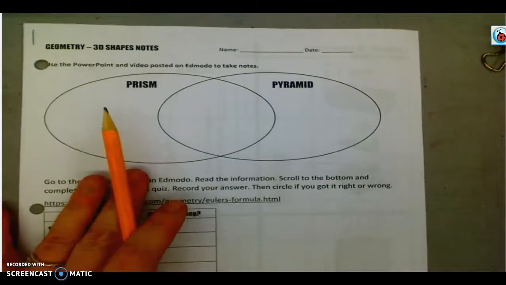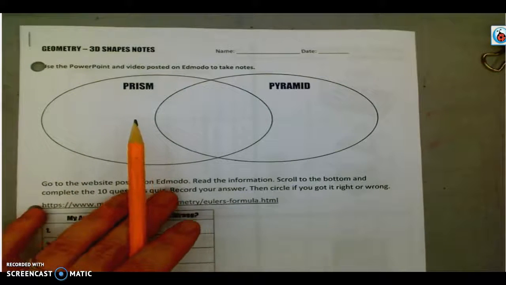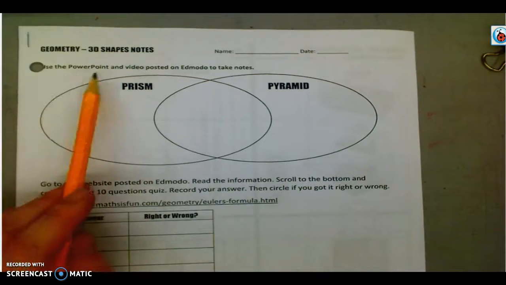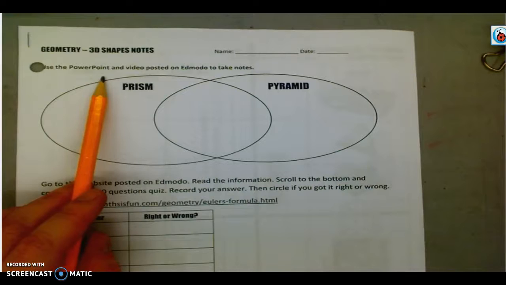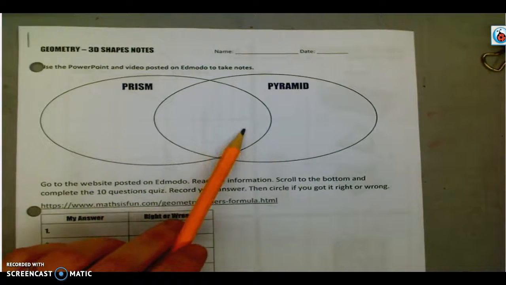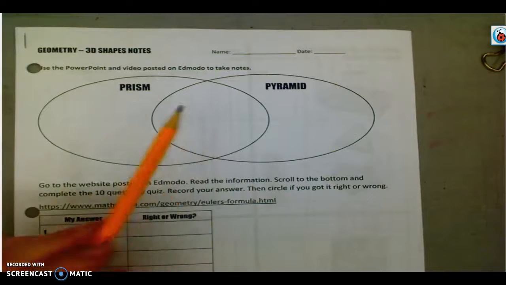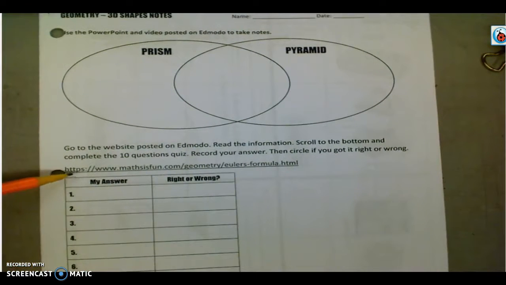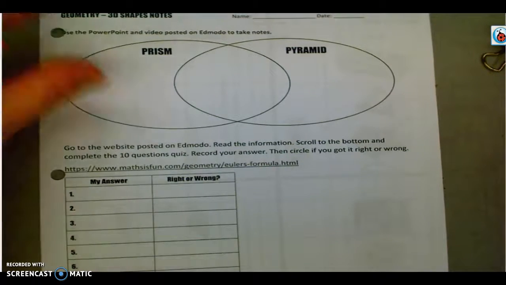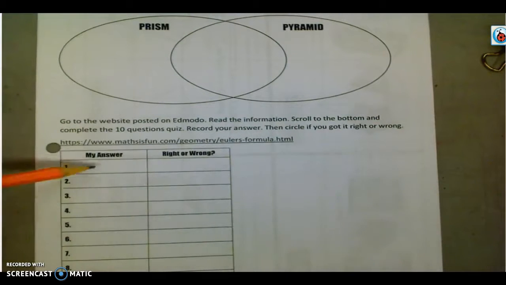So again, just kind of reviewing what you should have already done before watching this video. The PowerPoint posted on Edmodo will help you fill out the Venn diagram here, prism versus pyramid, and something they have in common. And then there's a link on Edmodo that you read through, and then after you read through the information on that site, you take the 10-question quiz.